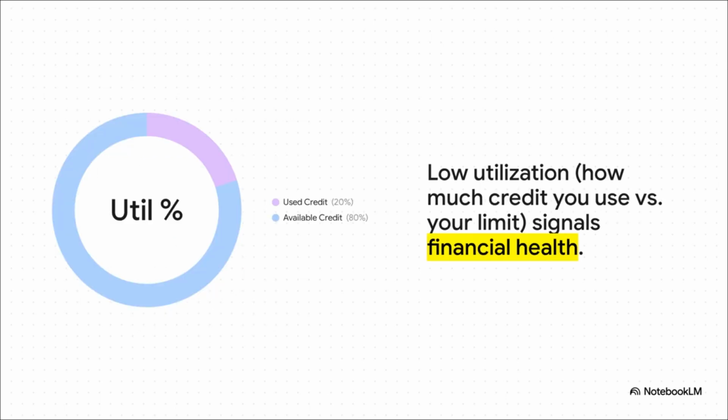And here's another classic, credit utilization. This one's super simple. It just asks, of all the credit you have available, how much of it are you actually using? If you keep that number low, it sends a really strong signal that you're responsible, you're not overextended. It's one of the best signs of financial stability a lender can look for.